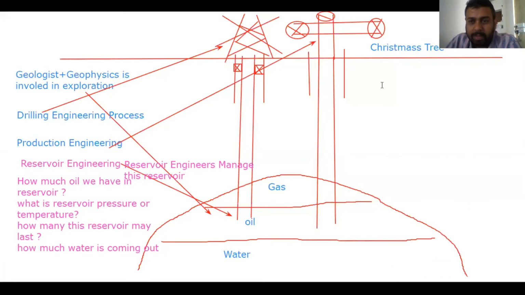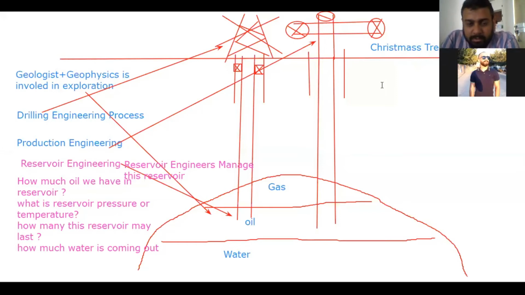Yes, please. I'm looking forward to many questions actually. Sir, yes. Once the drilling is done and a hole is made, won't the gas burst out of the hole?